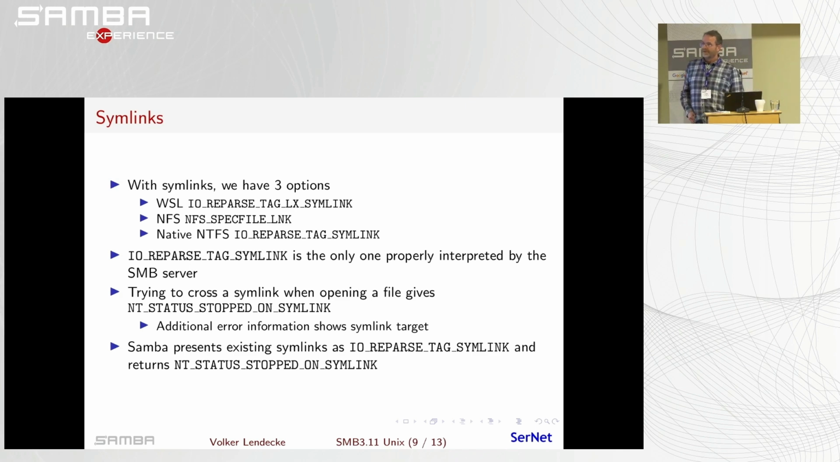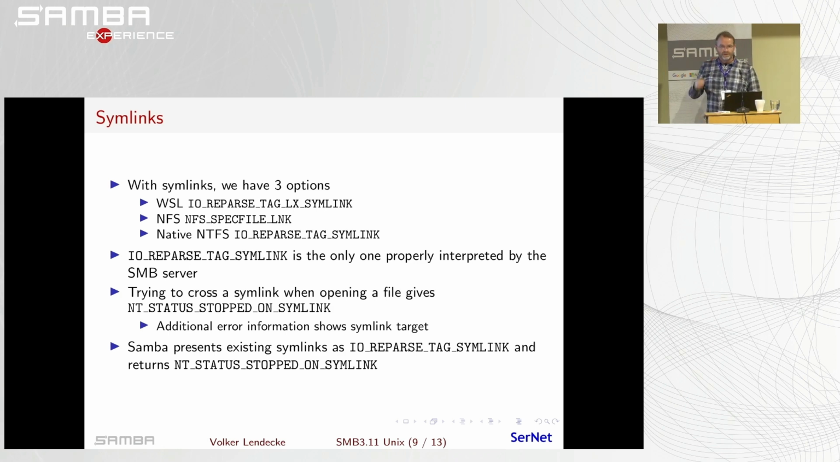Symlinks. The things that Jeremy wants to get rid of. So, the NFS server in Windows gives us a way to represent, in normal Windows NTFS style, block devices, sockets, FIFOs, character devices, and so on. With symlinks, we have three choices. And we have the NFS spec symlink from the NFS server. We also have WSL symlinks.